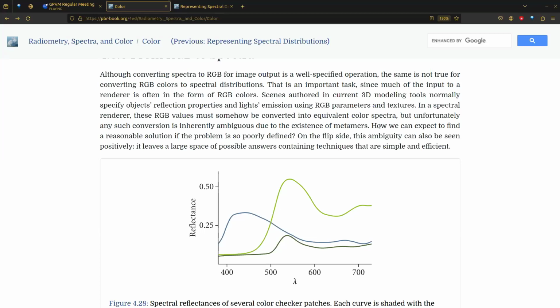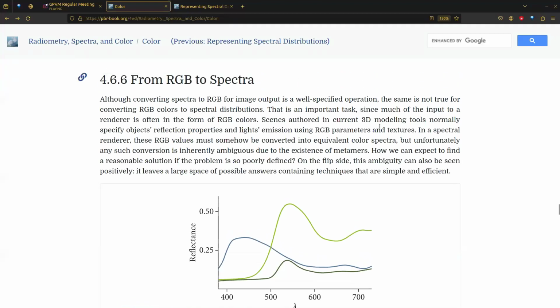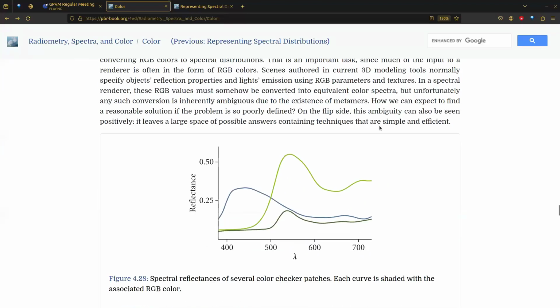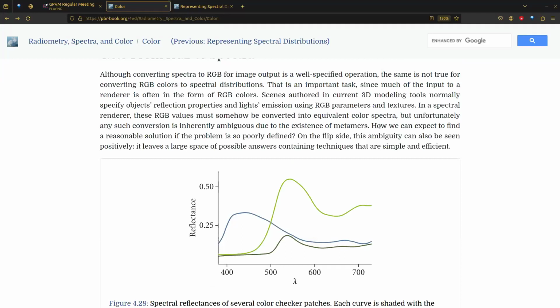In a spectral renderer, RGB values must be somehow converted to equivalent color spectra, but unfortunately, any such conversion is inherently ambiguous due to the existence of metamers. That's a thing that would look the same under different illumination, basically. You'd represent them in the same way, or they would look the same with different underlying representations. How can we expect to find a reasonable solution if the problem is so poorly defined? On the flip side, this ambiguity can also be seen as positive. It leaves a large space of possible answers containing techniques that are simple and efficient.